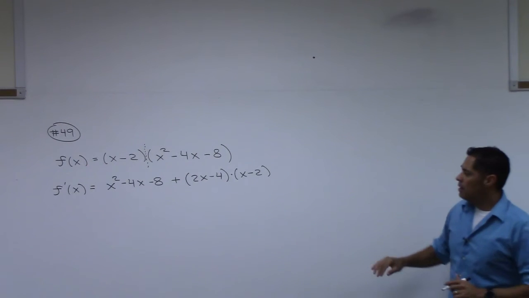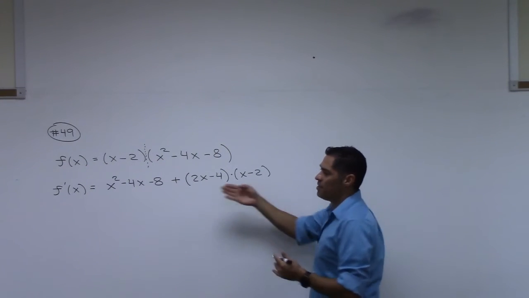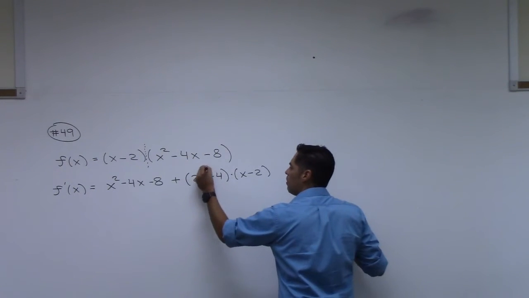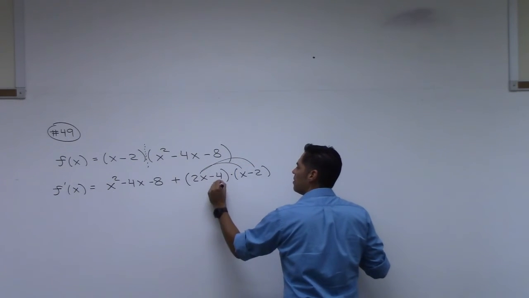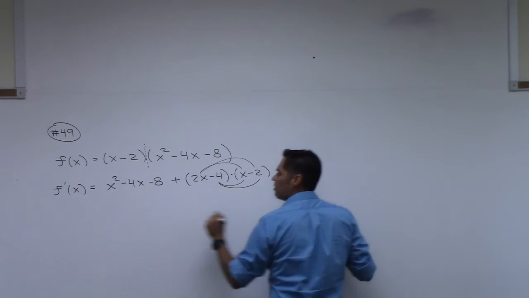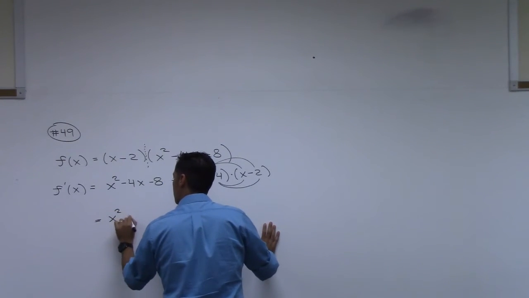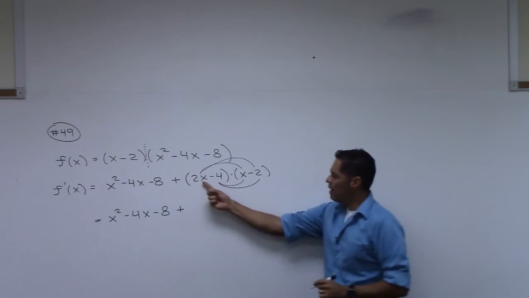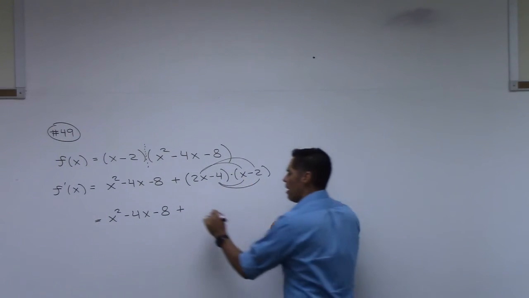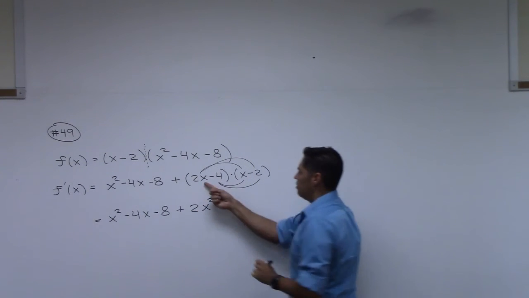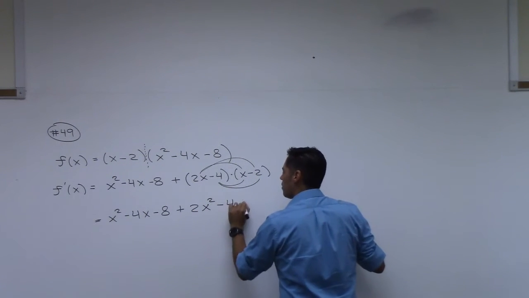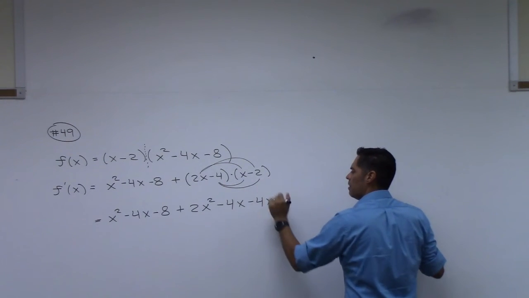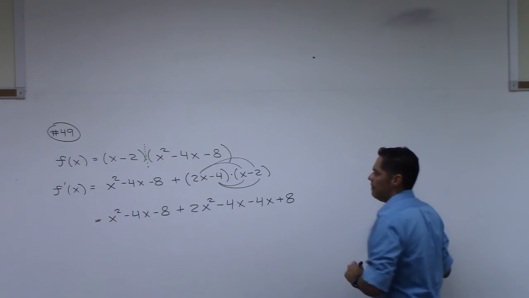Agreed? Now, in order for me to try and find where it's increasing or decreasing, I'm going to have to set this thing equal to 0, aren't I? So to do that, I'm going to multiply this out first. So I'm going to FOIL this out. Okay, so what happens here? I get 2x times x, 2x squared, 2x times that, minus 4x inside, minus 4x again, and then finally plus 8, right?